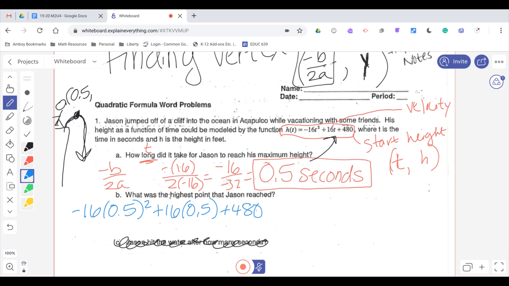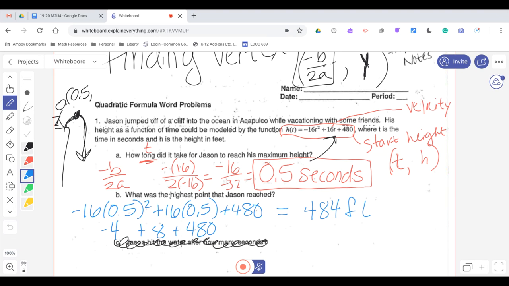If you have just a normal calculator in front of you, you should be able to type all of this in exactly as you see it into your calculator at once. If you have your phone calculator, it's going to be a little bit more challenging. But basically, this should come down to negative 4 plus half times 16 is 8 plus 480. So negative 4 plus 8 plus 480 is 484. And these were in feet.